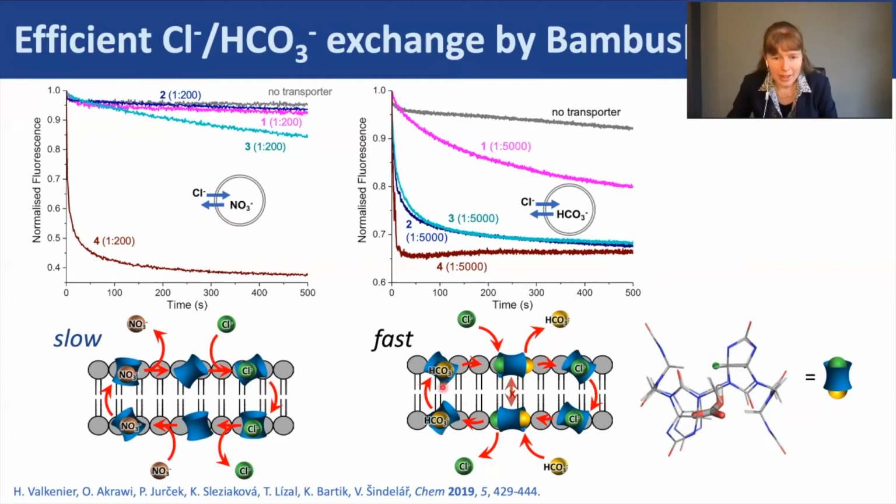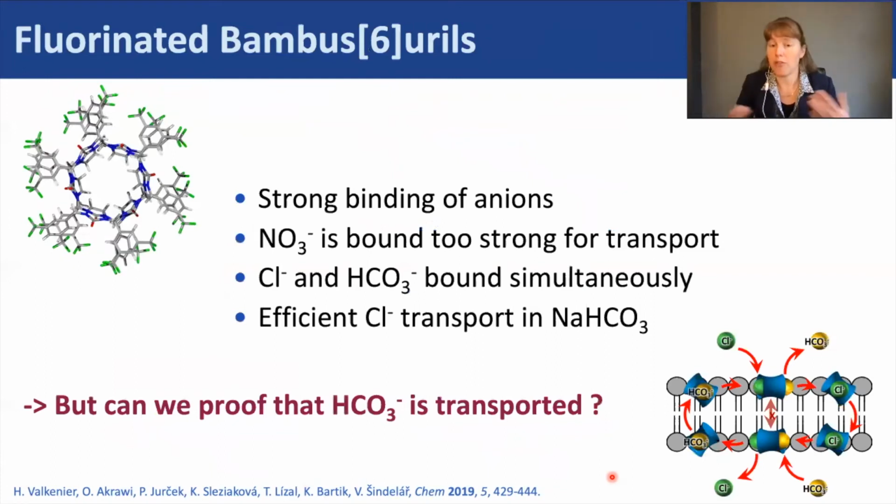But once we can form this binary complex, we can first bind the chloride before releasing the bicarbonate. And this second affinity constant is much lower, so this would be a much more favorable exchange process, which is probably quite a bit faster. So we think this could be why the bambusurils are such efficient chloride-bicarbonate exchangers. So I've told you in this second part why bambusurils are good transporters for chloride and bicarbonate.